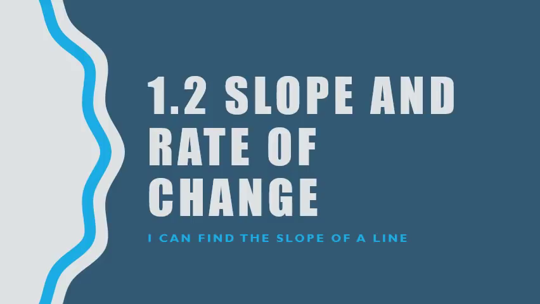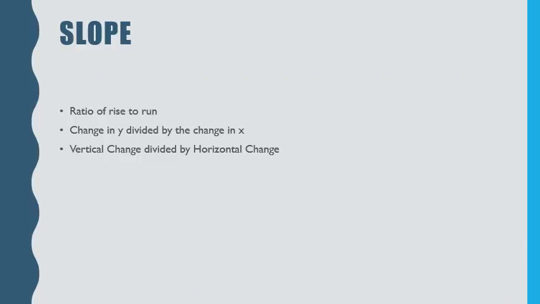Okay, today we're going to talk about slope and rate of change. So slope is a ratio of our rise to run, or our change in y divided by our change in x. Sometimes we say it's the vertical change divided by the horizontal change, which gives us this formula, y2 minus y1 over x2 minus x1.